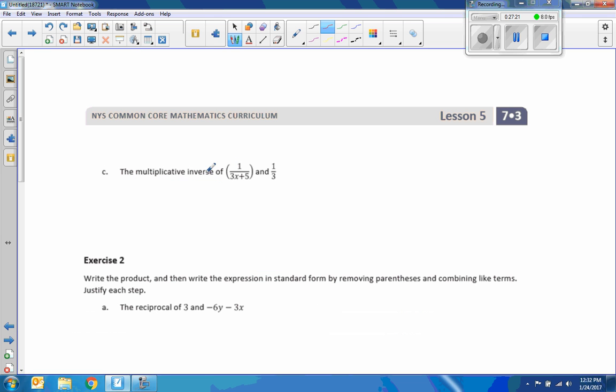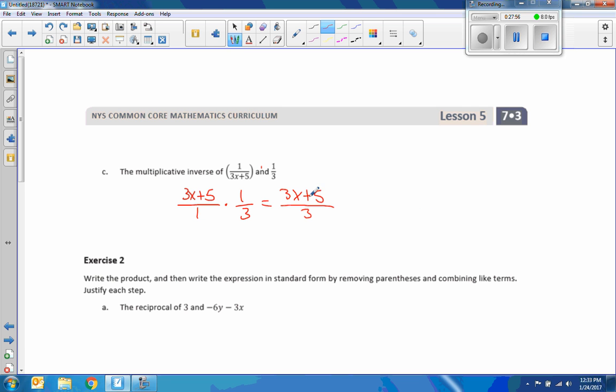Okay, the multiplicative inverse of 1/3x plus 5 is 3x plus 5 over 1. And here is where I put my multiplication symbol, 1/3. So we're multiplying the inverse of this, which is this, times 1/3. So multiply the numerator times the numerator. So 3x plus 5 times 1 is 3x plus 5. That's a multiplicative identity. Divided by 1 times 3, which is 3.